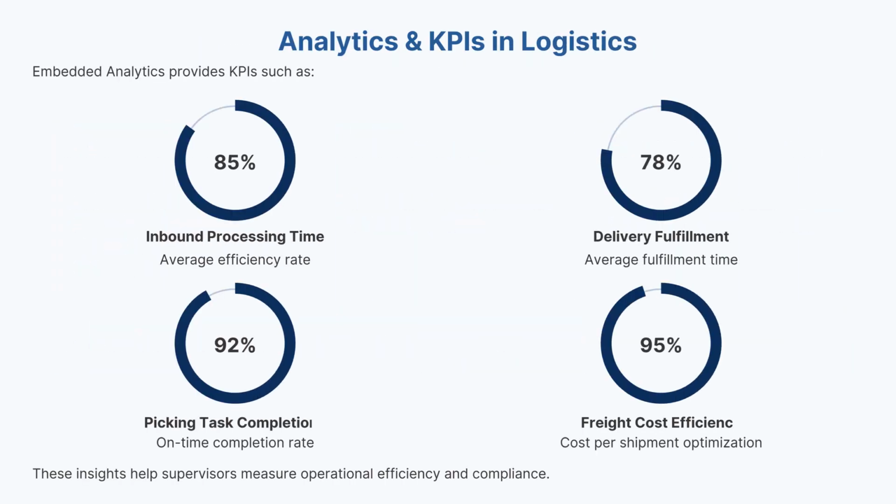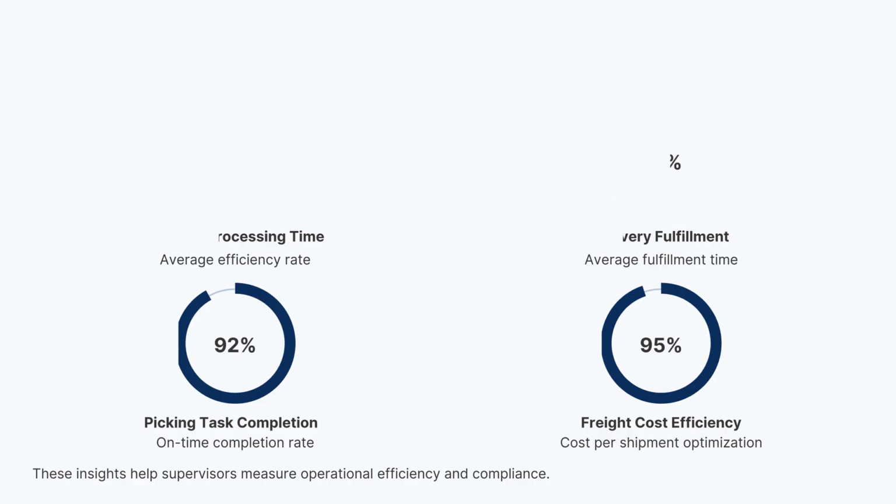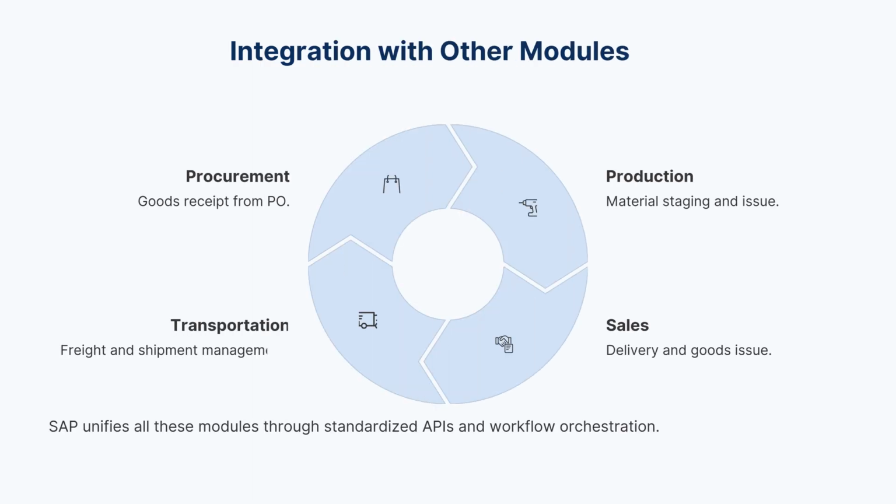Analytics and KPIs in logistics. S/4HANA Cloud includes powerful logistics KPIs like inbound processing time, picking task completion rate, delivery fulfillment time, and freight cost per shipment. You'll learn to interpret these KPIs using embedded analytics and smart business dashboards to monitor performance and efficiency in real time.